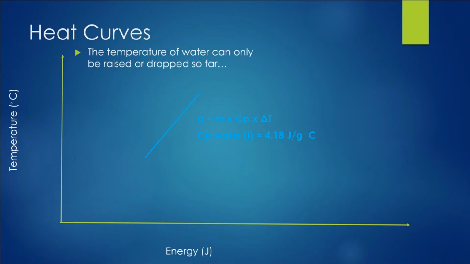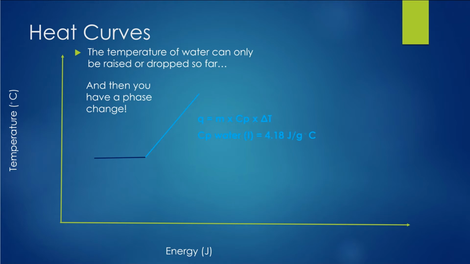But remember, we can only bring the temperature of water up or down so far. The lowest temperature that you can have liquid water would be 0 degrees Celsius. And the highest temperature you can have liquid water is 100 degrees Celsius. So only between those two temperatures can you have liquid water. Above 100 degrees, you're going to have water vapor, and below 0 degrees, you'll have solid ice.